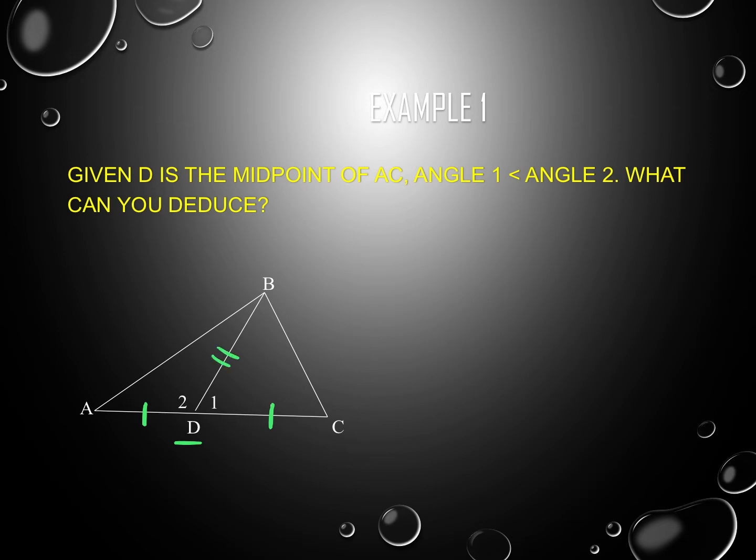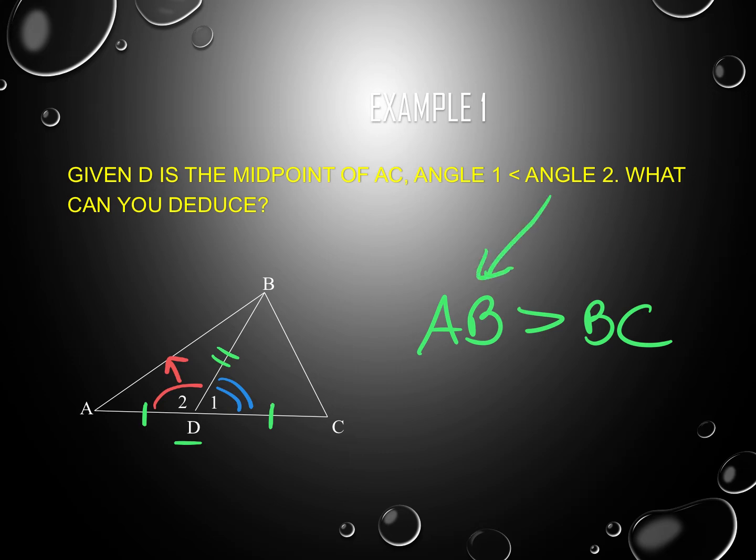So the two angles that I am comparing are angle 2 here to angle 1. And they told me up at the top that angle 1 is smaller or less than angle 2. So I can deduce that the side that is across from the larger angle, which is 2, is going to be the bigger side. So my larger side is going to be AB is greater than BC because AB is the side across from angle 2, which is the larger angle.